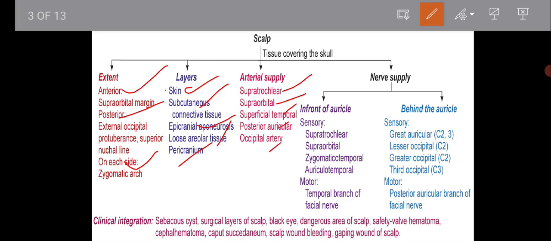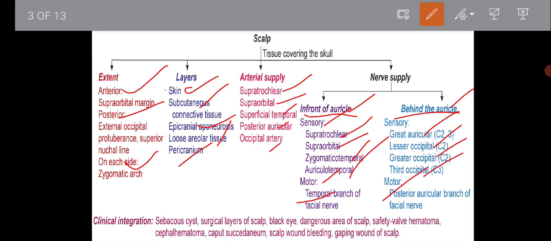The nerve supply of the scalp is divided into in front of the auricle and behind the auricle, and in front it again divides into sensory and motor supply. Sensory branches are by supratrochlear, supraorbital, zygomaticotemporal, and auriculotemporal nerves, and motor by the temporal branch of the facial nerve. Behind the auricle, greater auricular, lesser occipital, greater occipital, and third occipital nerves. Motor supply is by the posterior auricular branch of the facial nerve.